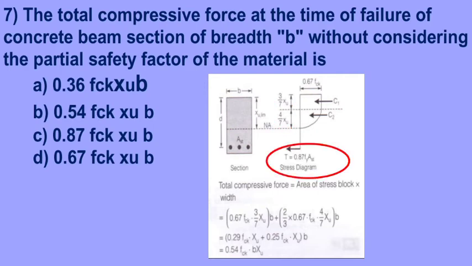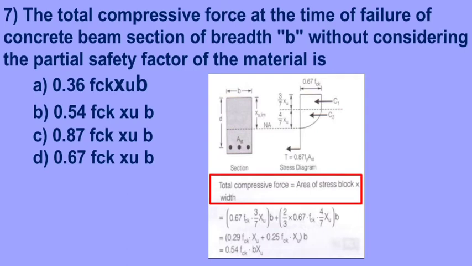So how can we calculate the total compressive force from this stress diagram? Total compressive force is equal to the area of the stress block into the width. So what is the area of the stress block here? For the topmost portion, it is 0.67 fck into 3/7 xu, whole into b, the width of the section. That is the total compressive force in that area. So 0.67 fck into 3/7 xu, whole into b.